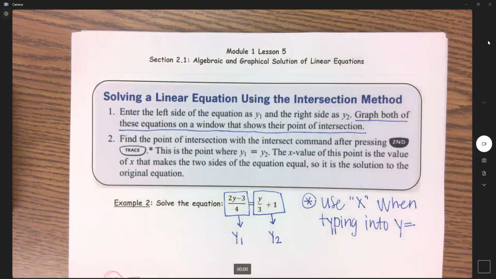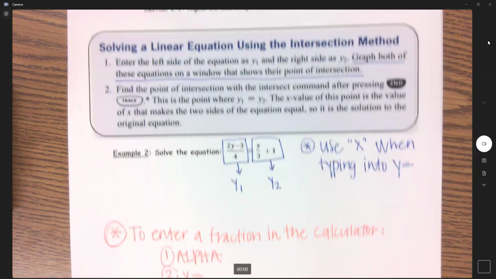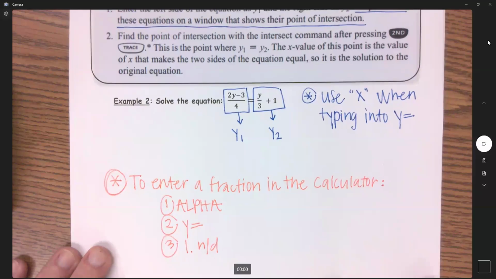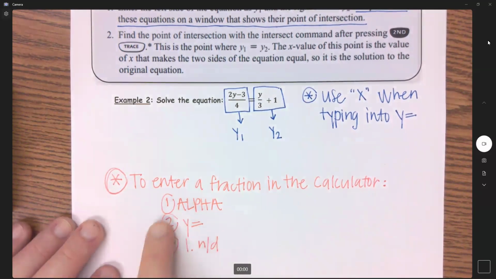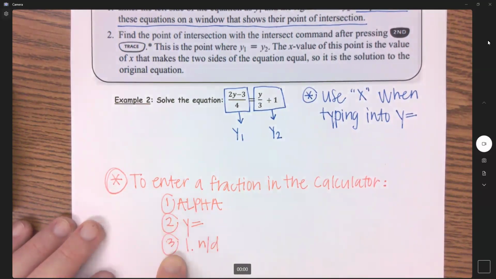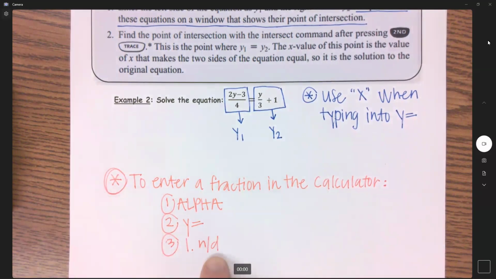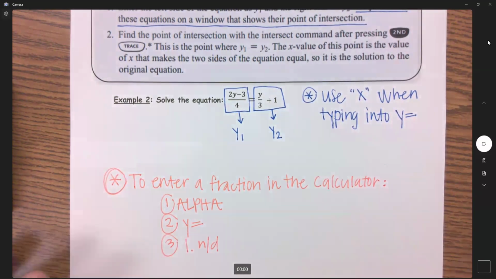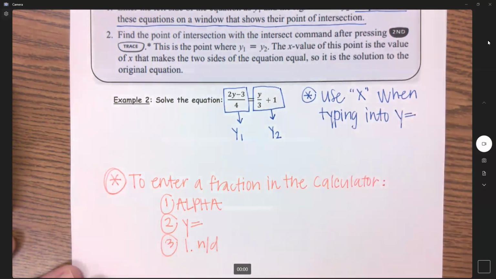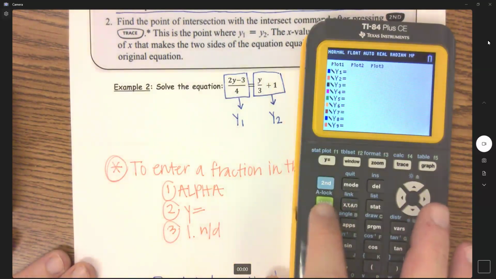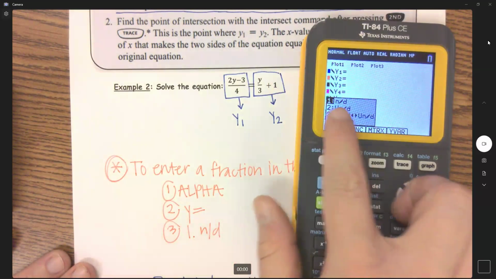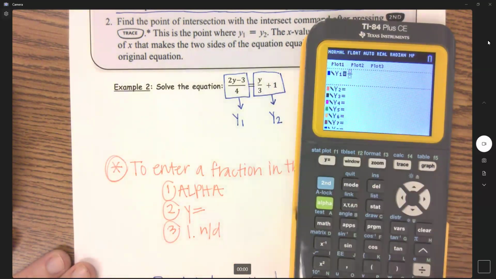Now you do have to be careful when you type these in. When we are typing this in, we're going to use our fraction key. And so here's our instructions on how to type in a fraction on our calculator. Okay, so we're going to hit alpha y equals, and then it's the first one, number 1, n over d, which is our numerator over denominator. So pause the video if you need to copy that down. Okay, so we're going to go alpha, which is the one under your second, alpha y equals, and then that very first one, n over d, is the one we want.